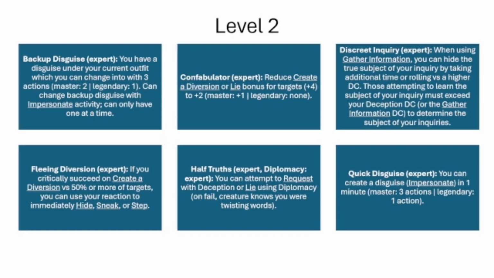The level 2 feats all require expert proficiency. One of them also requires expert proficiency in a second skill. The first of them is Backup Disguise. Basically, you have a secret disguise underneath your current outfit. The feat text does note that you have to remove anything which will make it hard to take off your outfit in order to use this disguise.